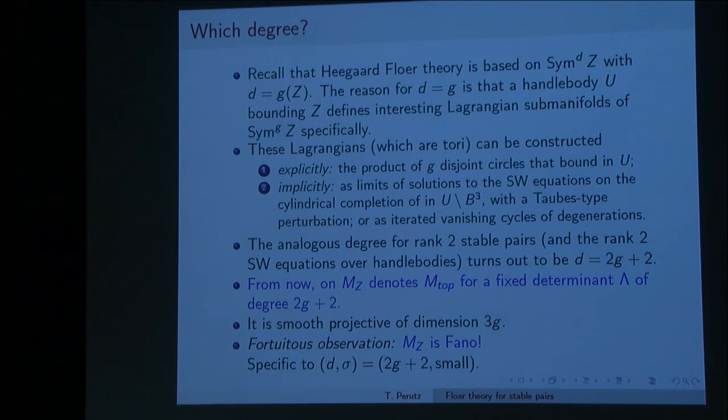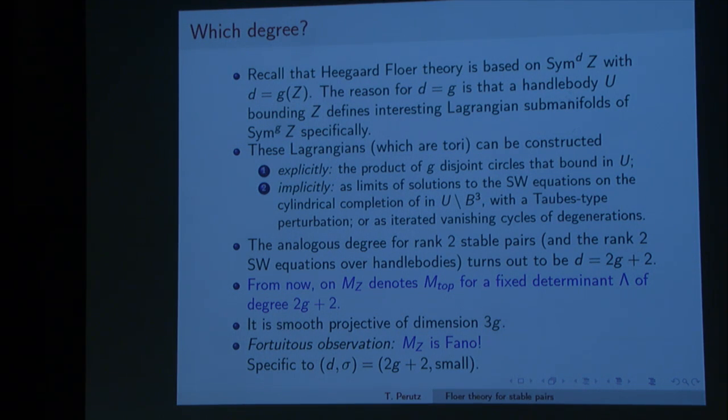so d equal to the genus is sort of important for Heegaard-Floer theory because it gives rise to Lagrangian submanifolds. So I'm not going to fully flesh out the following claim, but my claim is that when one is thinking about rank 2 stable pairs and the rank 2 Seiberg-Witten equations over handle bodies, the right degree to look at is d equal to twice the genus plus 2. Okay, so somehow that's going to be the one where it's sensible to look for Lagrangian submanifolds. I'm not going to really justify that claim in this lecture. But let's look at that.